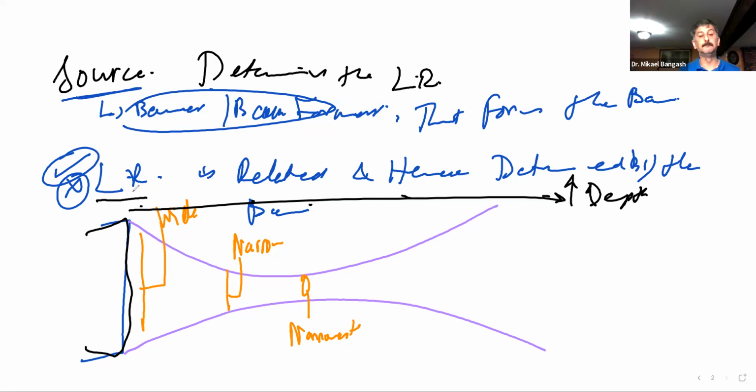Did that make sense? What's going to determine what your lateral resolution is going to be? It's going to be determined by how wide your beam is at a certain depth. Whether you get a good lateral resolution or a bad lateral resolution at those depths is determined by which of the two is greater and which is lesser.